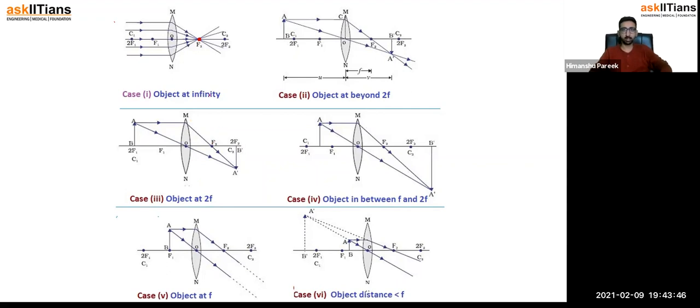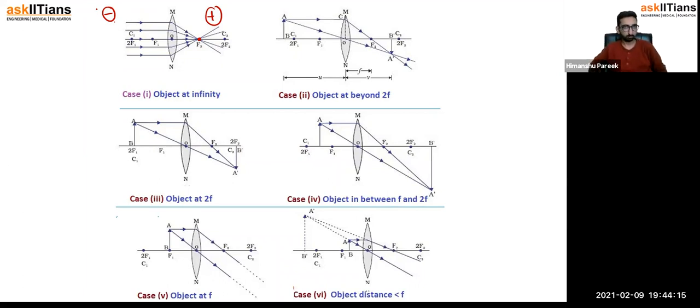All right. And now if you remember the sign convention for the convex mirrors and concave mirrors, the same sign convention we must follow here also. What does the sign convention tell you? That in the direction of incident ray, we have to take positive. So this would be taken as positive and this would be taken as negative. And that's why we usually say that convex lenses have the positive focal length.